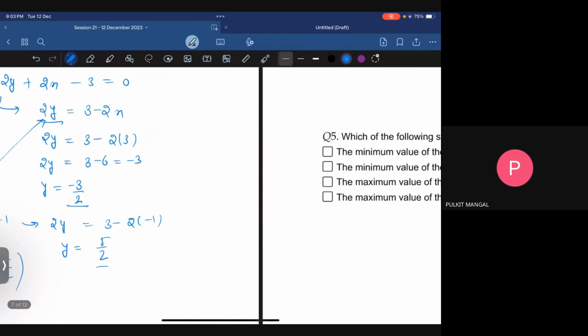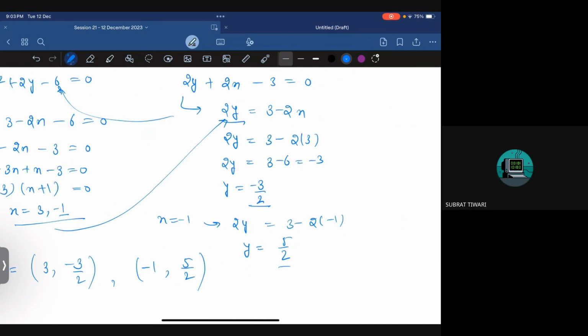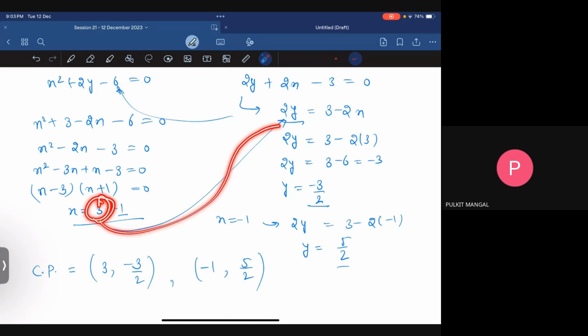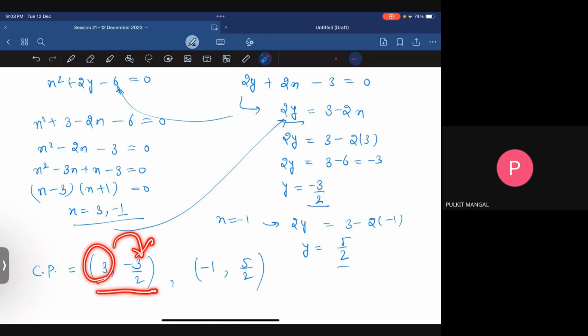Then, yes. Any doubt? Sir, how is this x equal to x, 3 minus 1, y is minus 3 by 2, 5 by? See, when I'm putting x equal to 3 in this equation, I am getting y equal to negative 3 by 2. On the value of 3, I will get this. So that's how I arranged them. Yes, sir. Okay, sir.